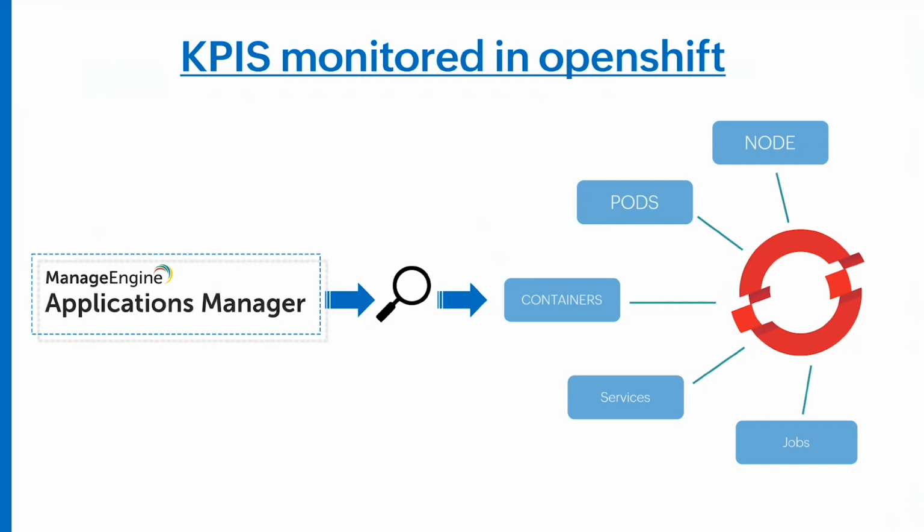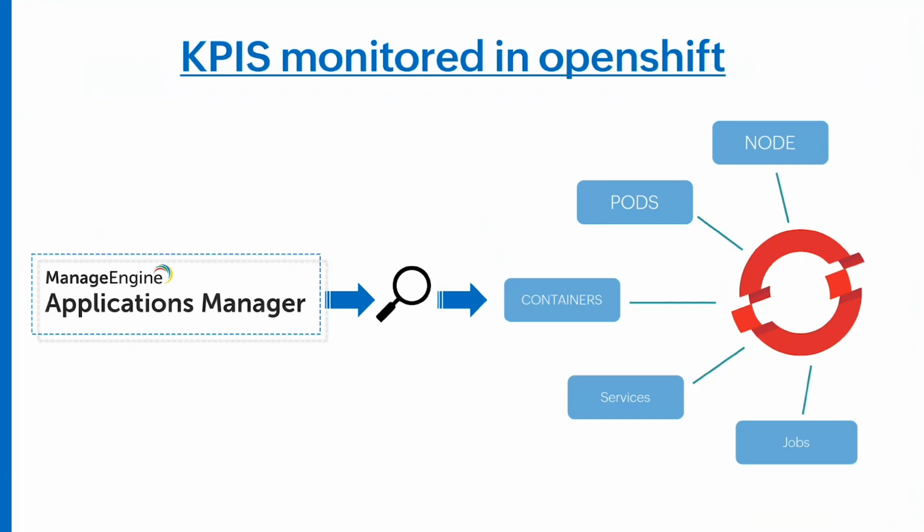Now we can see how container-based monitoring is achieved in Applications Manager. In Applications Manager, we monitor OpenShift, Kubernetes, or Docker through certain methods. When it comes to OpenShift, we use the SSH mode of monitoring along with the REST API. We make an SSH connection to the OpenShift server, and from there we execute the OC command and fetch information like node details, pods, containers, services, and jobs. And here we use the REST API mode as well.